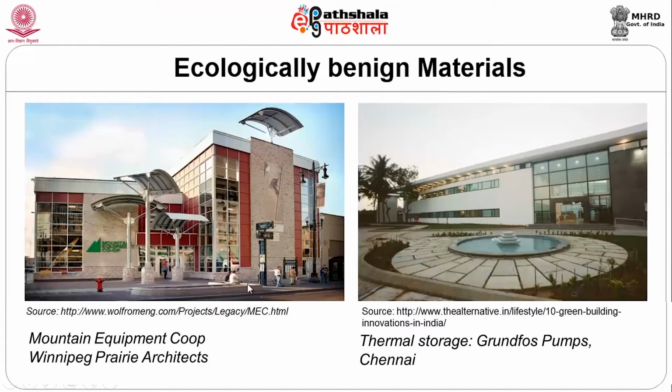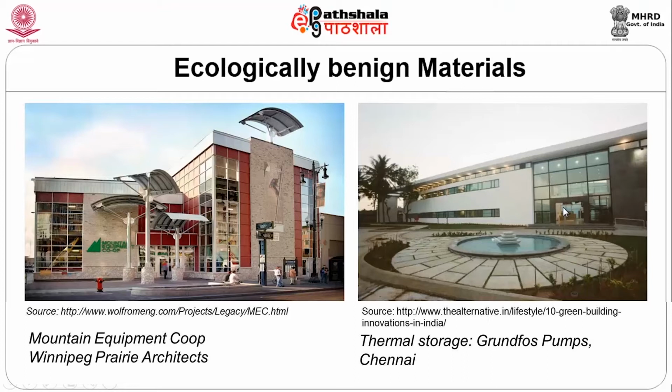Here again you have an example of the Mountain Equipment Co-op in Winnipeg, Prairie Architects. This is in Winnipeg. Here again you can see how a particular, this is actually a brand. The Mountain Equipment Co-op is a brand. They have particular sporting gear and all of that. So the glass facade to a certain extent is required for sales and advertising purpose, but the storage and the shop as such, they have used it for branding in a different way.